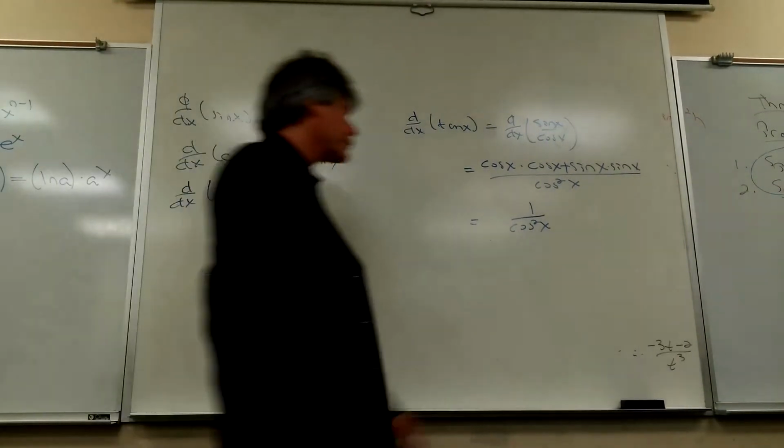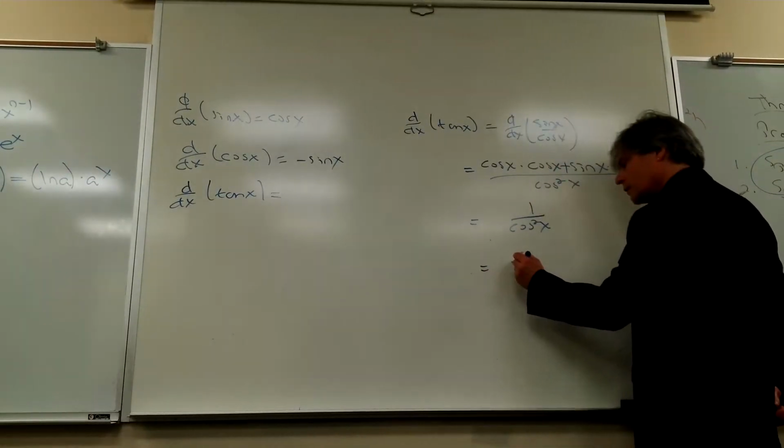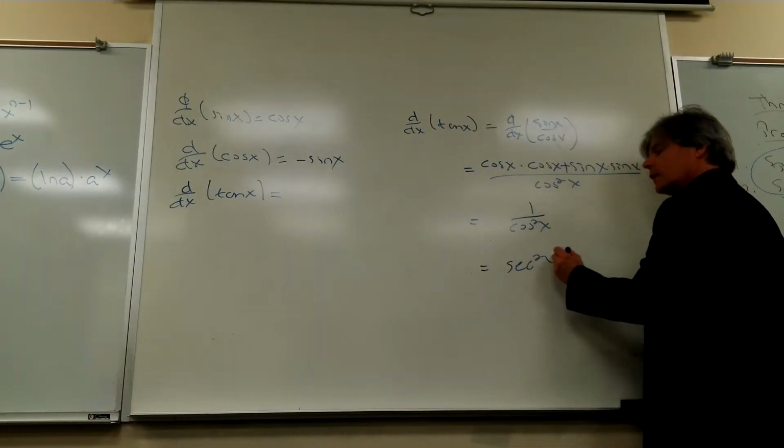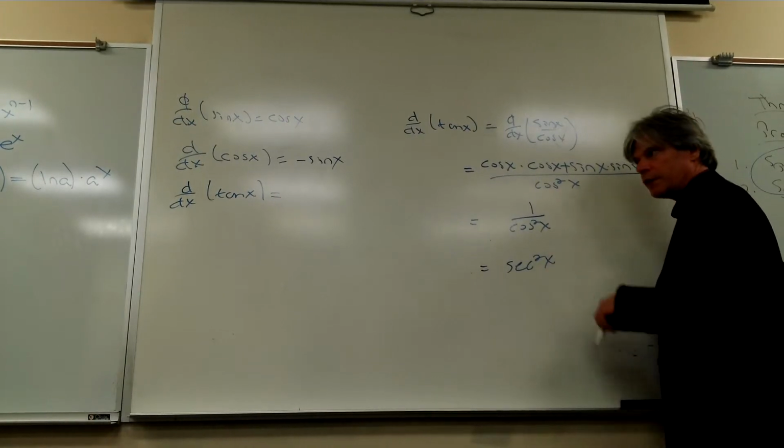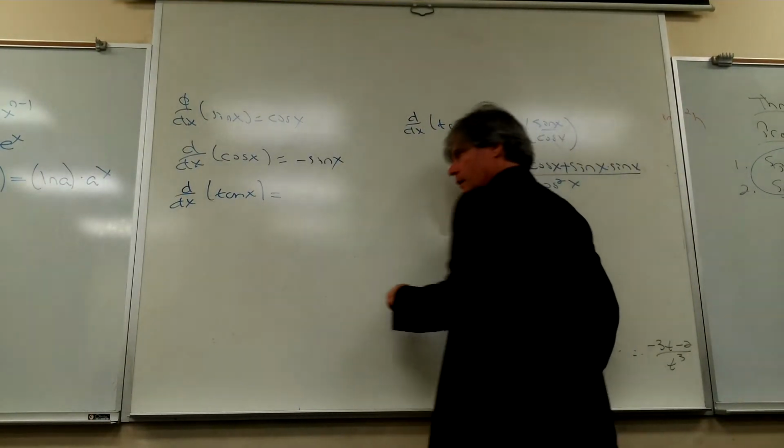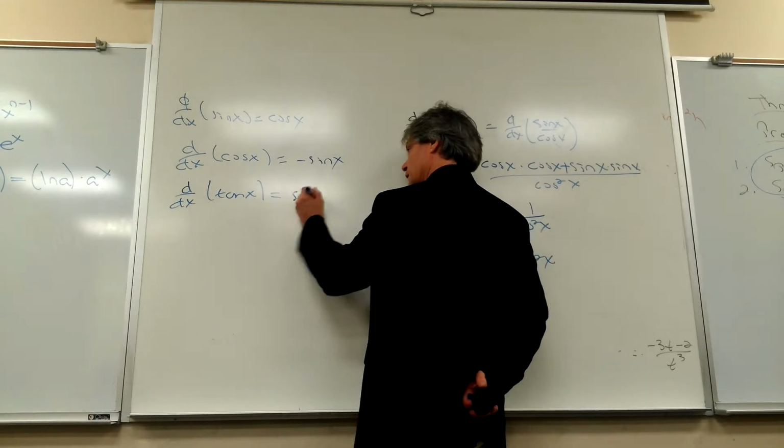Because I think 1 over cosine squared of x is nothing more than secant squared of x. Isn't that nice? So from now on, you should know the derivative of tangent of x is just secant squared of x.